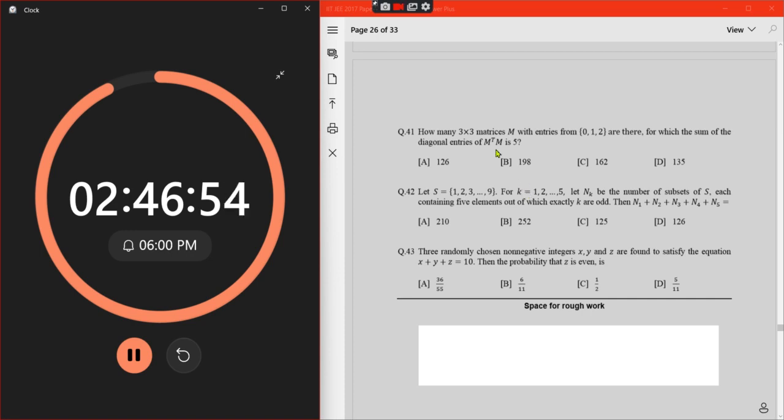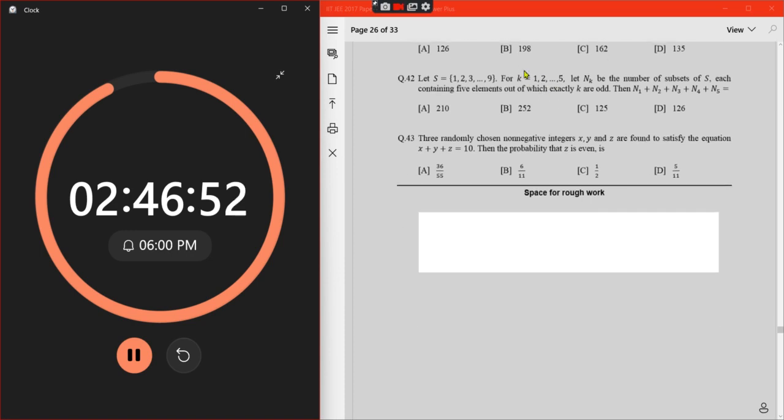Right, okay, let's move on. Let S be equal to this set for k equal to 1, 2, 3, 5. Let N be the number of subsets of S each containing 5 elements out of which exactly k are odd, and N1 plus N2 and so on up to N5 is equal to... For k equal to 1, 2 till 5, let Nk be the number of subsets of S each containing 5 elements.